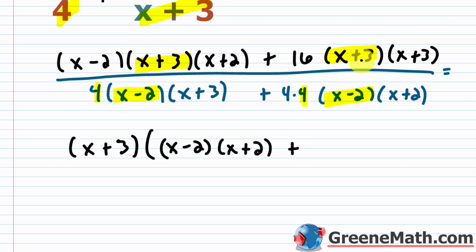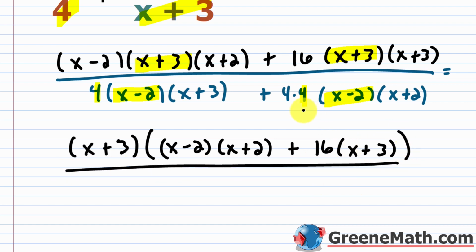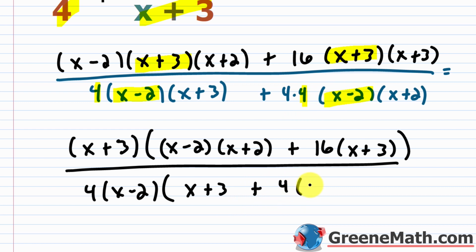Then plus, if I pulled this out from here, I would have 16 times the quantity x plus 3. Okay, so let's close that down. Then let's put this over. Down here, if I pulled out a 4 times the quantity x minus 2, inside the parentheses I'd have x plus 3 here. So x plus 3. You can remove the parentheses. You don't need them in this case. Then plus, I'm removing this 4 times the quantity x minus 2. So 4 times the quantity x plus 2, like this.